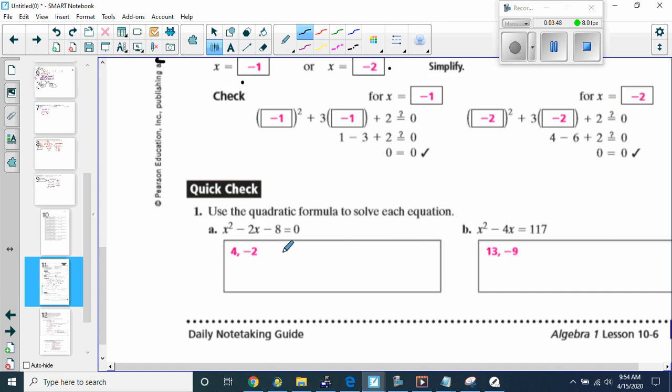So you can try these questions out here. Again, figure out what a, b, and c are. Here a is 1, b is -2, c is -8, and see if you can get these answers using the quadratic formula. Over here you have to bring the 117 over, so c is going to be -117. So try those out.